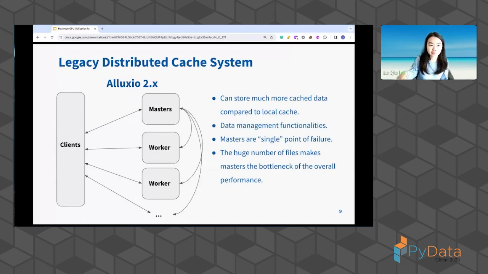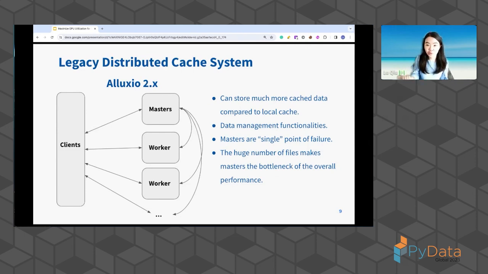And on the other hand, this master-worker architecture makes the master a performance bottleneck of the overall performance. So consider each of the read requests: you need to talk to the master to say, hey, I want to read this file.